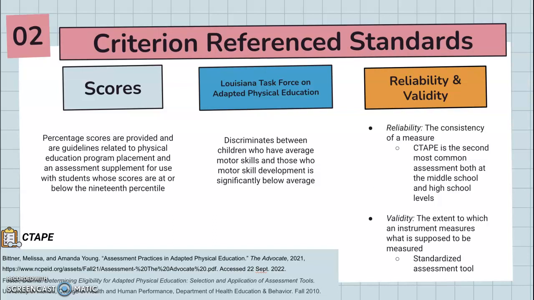And this test is also reliable and valid. The reliability is the consistency of measure. CTAPE is the second most common assessment, both in middle school and high school levels, to determine eligibility for students with disabilities. It's also valid. The extent to which an instrument measures what is supposed to be measured, a standardized assessment tool.